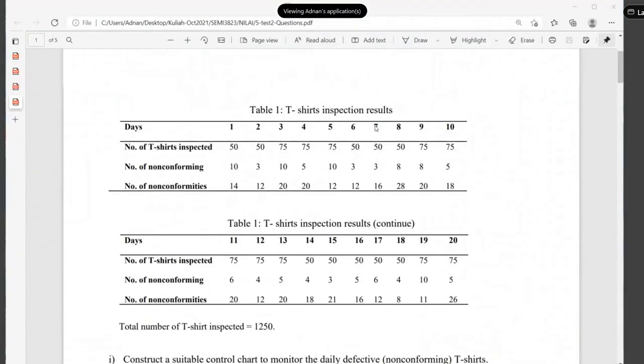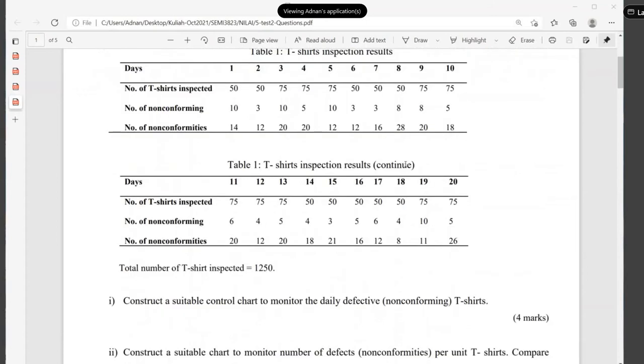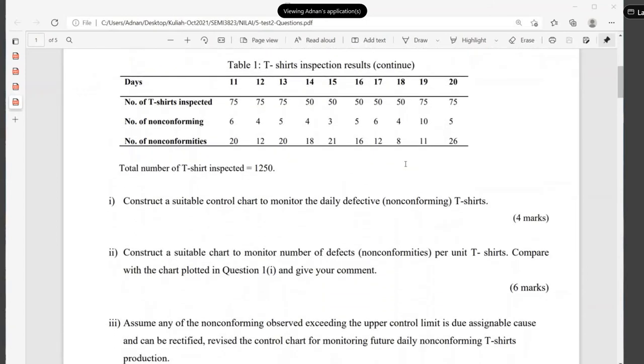Okay, the question tadi. The question kat sini tanya, construct a suitable control chart to monitor daily defective non-conforming. Okay, daily. So you can answer as NP or... NP memang tak boleh lah kan? NP tak boleh, so you have to answer using P chart lah. Okay, P chart because it is variable sample size.